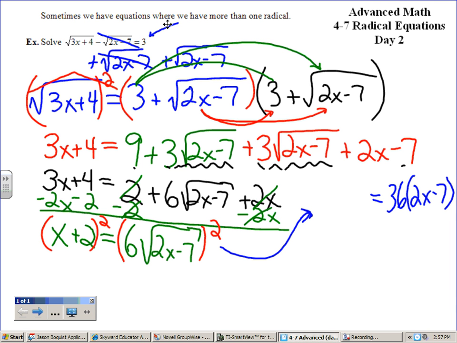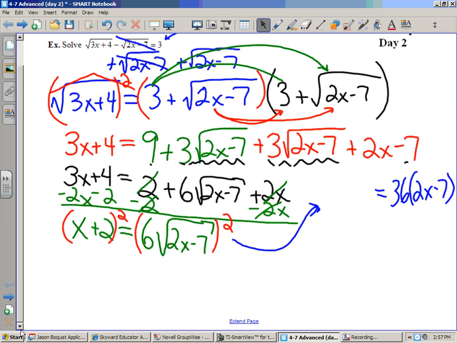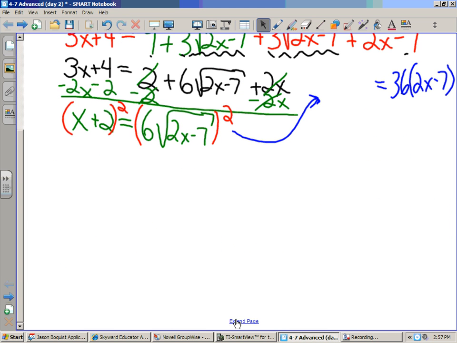Can I go back now? No. I didn't think so. There we go. Is it okay with you if I just square x plus 2 for you? It would be foiling. I think we can all do that. Can I just square that for you and save time? It would be x squared plus 4x plus 4.